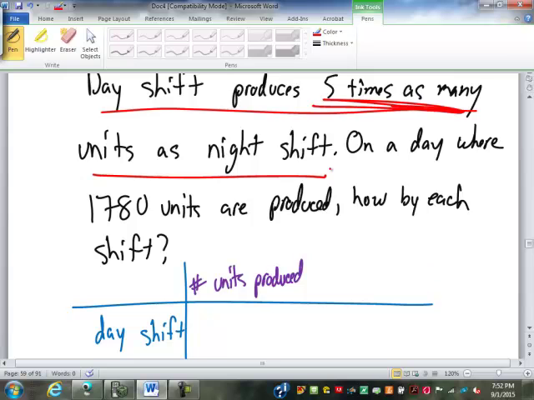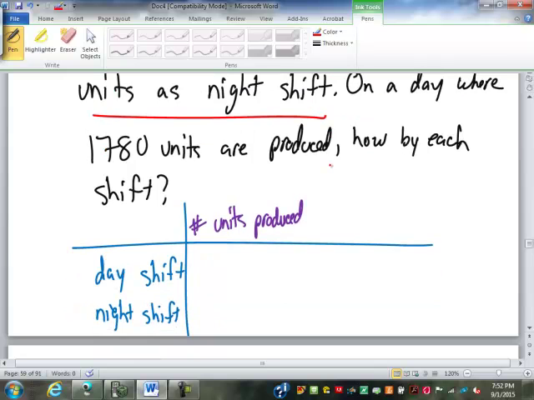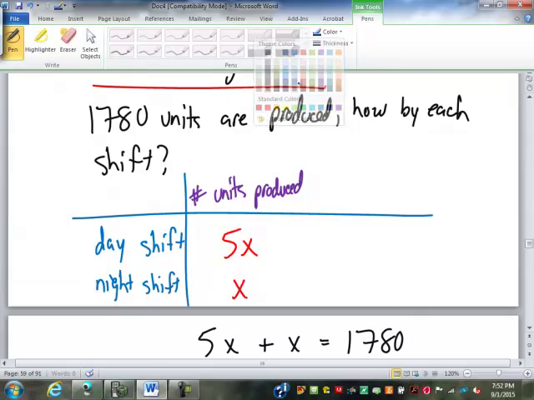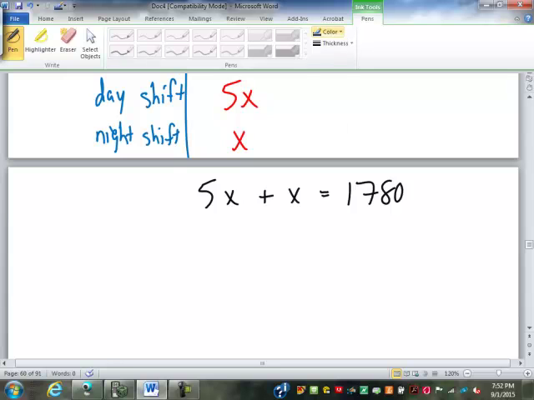So which one is going to be X? The number for night shift or day shift? Night shift, because day shift is 5 times that, or 5X. And they add up to 1,780 units. So 5X plus X equals 1,780. What are we going to do from there? Well, 5X and X, we treat that as 1X combined to make 6X.